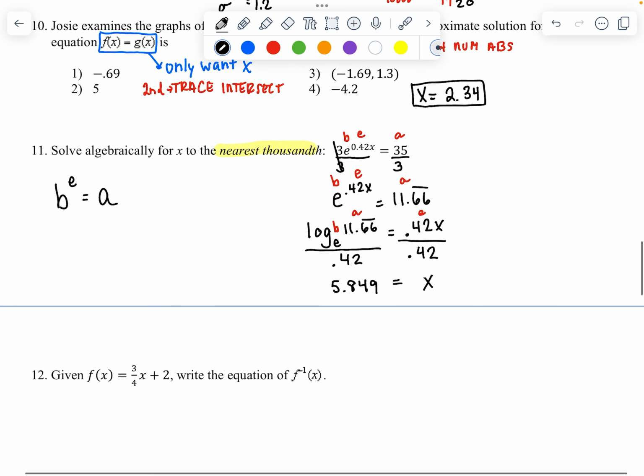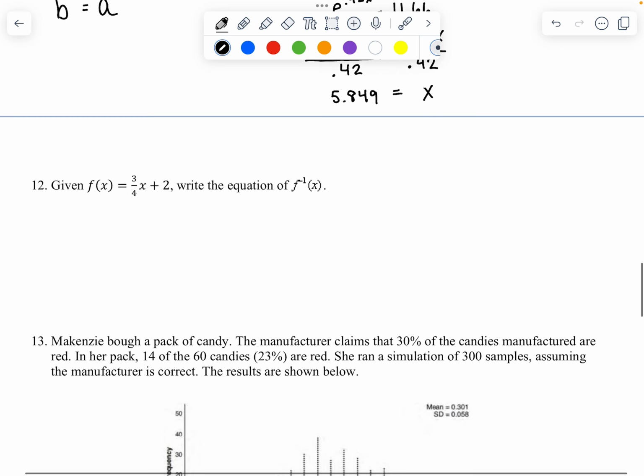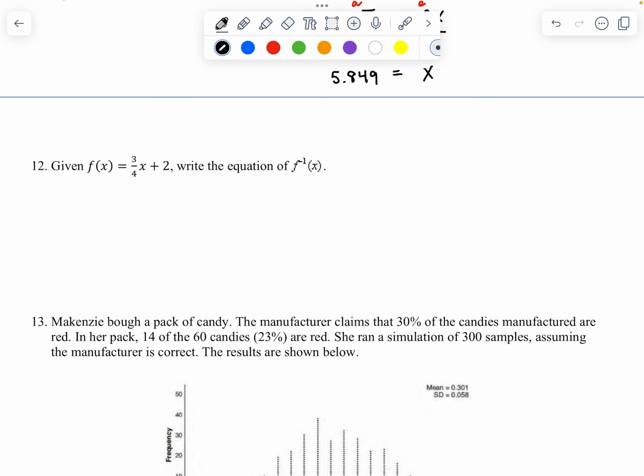And there you have it. All right, number 12. They are asking you to write an equation like this. So this little -1, that's technically not an exponent, that is asking you to find the inverse. And when you are asked to find the inverse, you are asked to switch x and y.